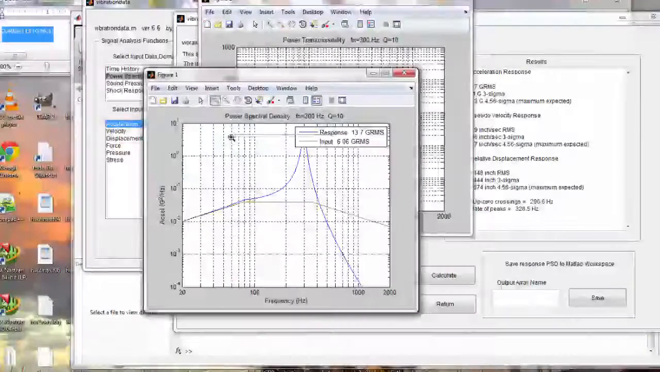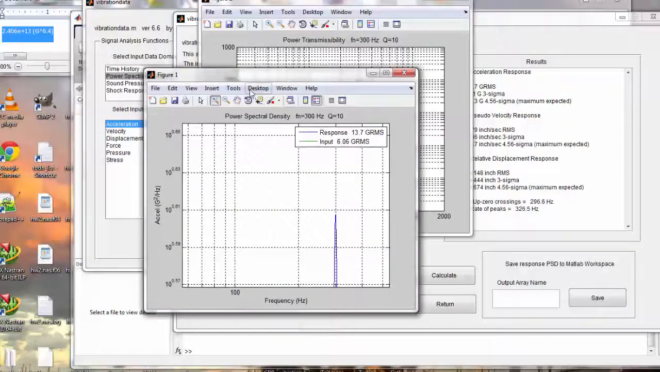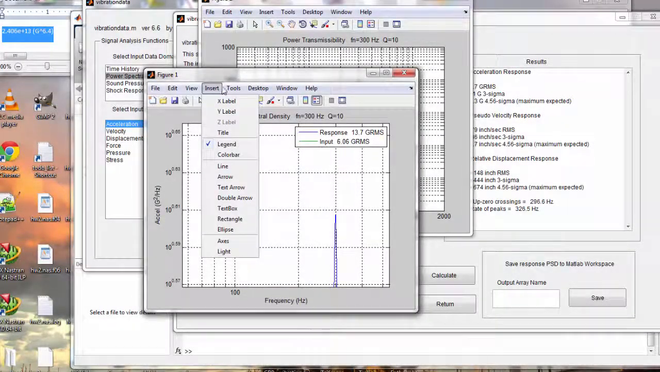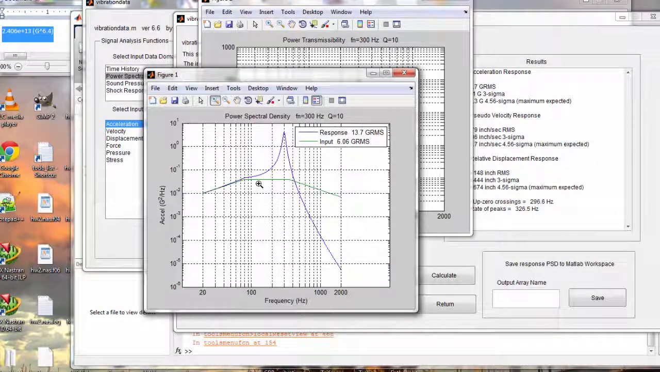So here, this is really the same calculation we did in the time domain, only now we're doing the equivalent in the frequency domain. So we have power spectral density and 300 hertz, Q is equal to 10. The green line is our base input from the NavMat spec. And this is G squared per hertz versus frequency in hertz. The blue curve is how the spring mass system responds to that base input.